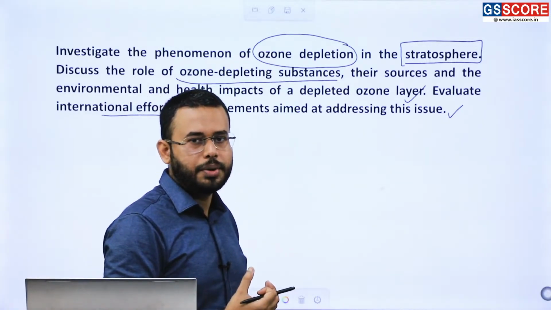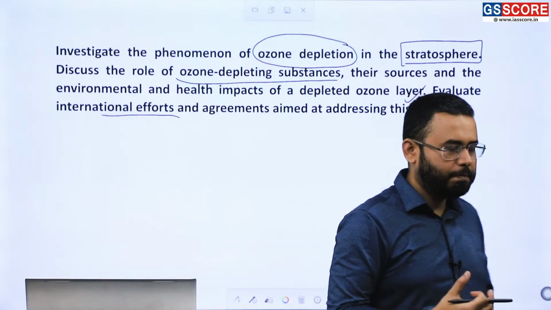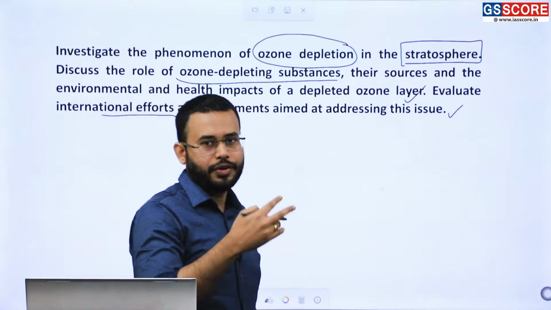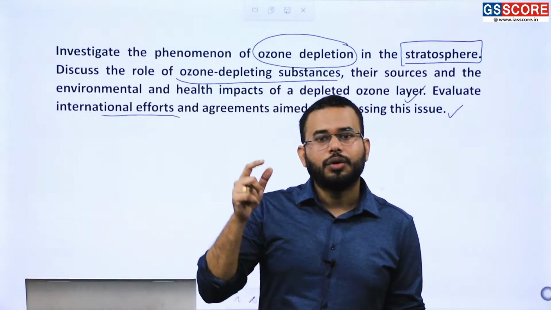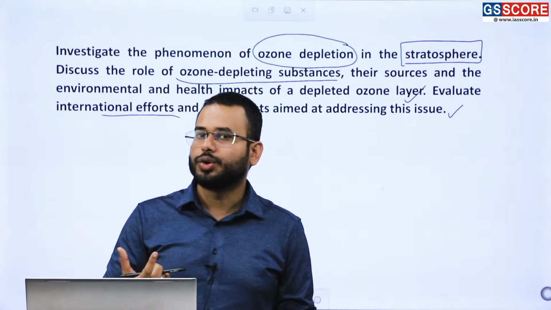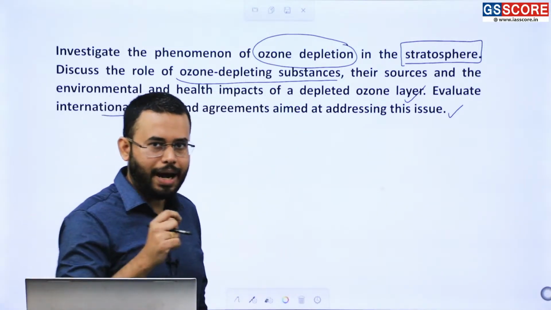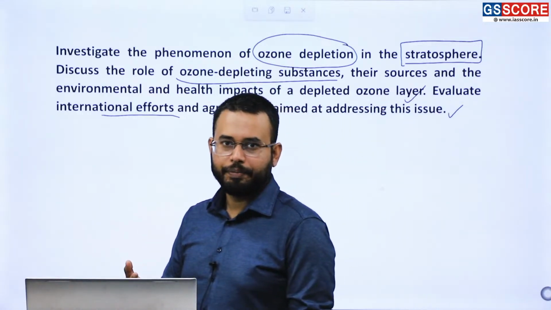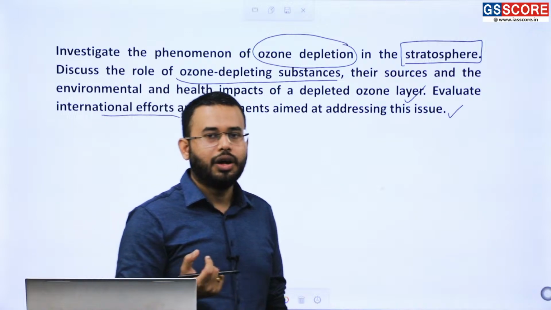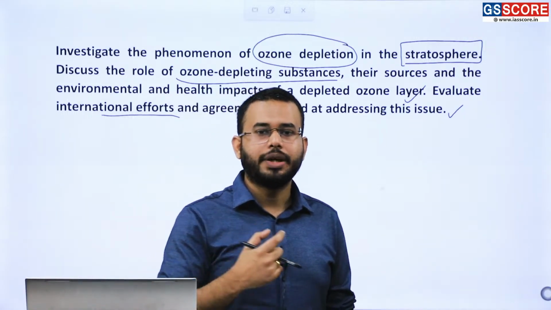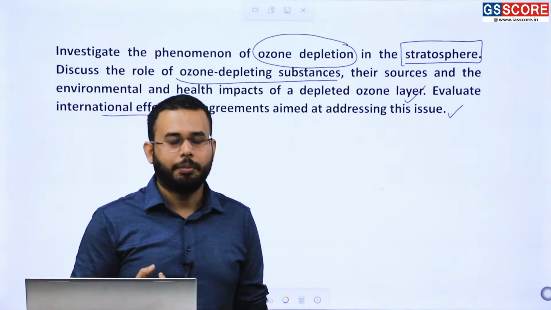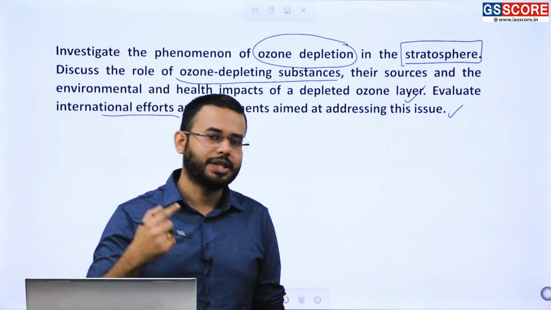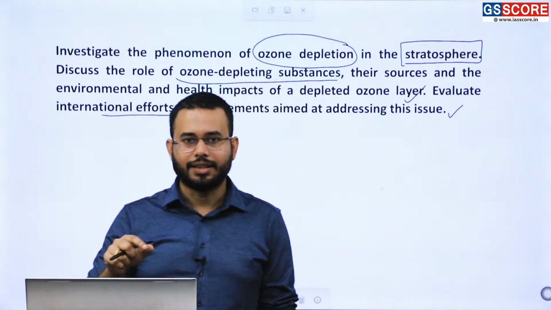What is ozone depletion in the stratosphere? Ozone we can find in our atmosphere in both layers, the troposphere as well as the stratosphere. Stratosphere ozone is good ozone and troposphere ozone is bad ozone. Bad ozone, as in it acts as a greenhouse gas in the troposphere. It is a secondary pollutant created by combining primary pollutants like nitrous oxide in the presence of sunlight. So that is the greenhouse gas, that is bad ozone.